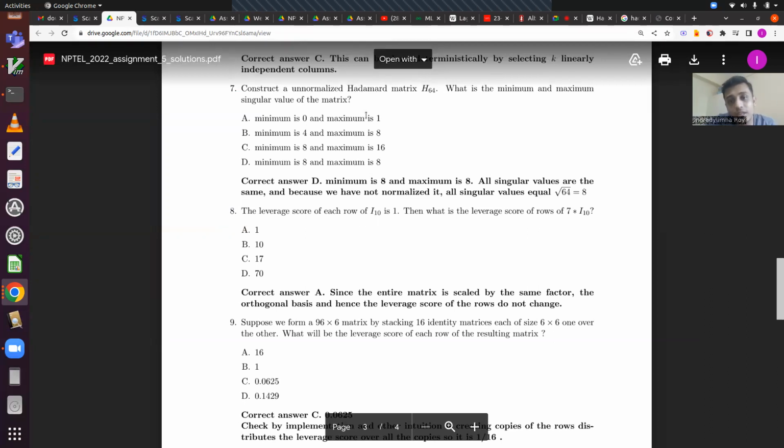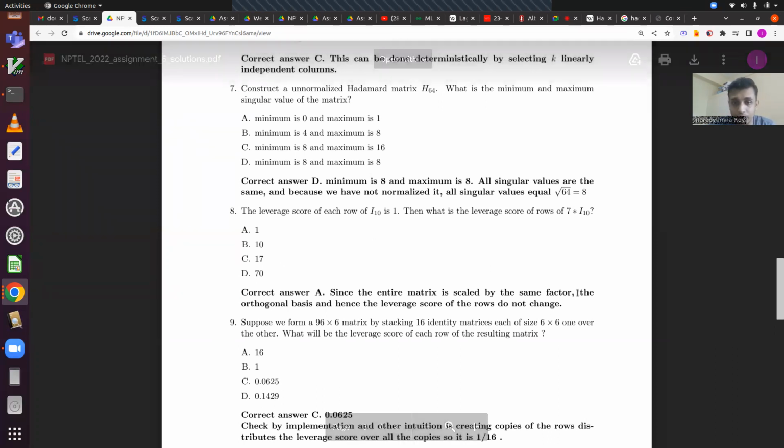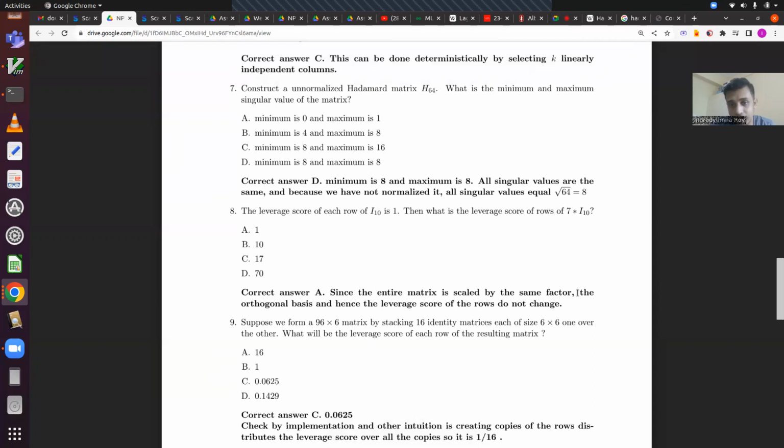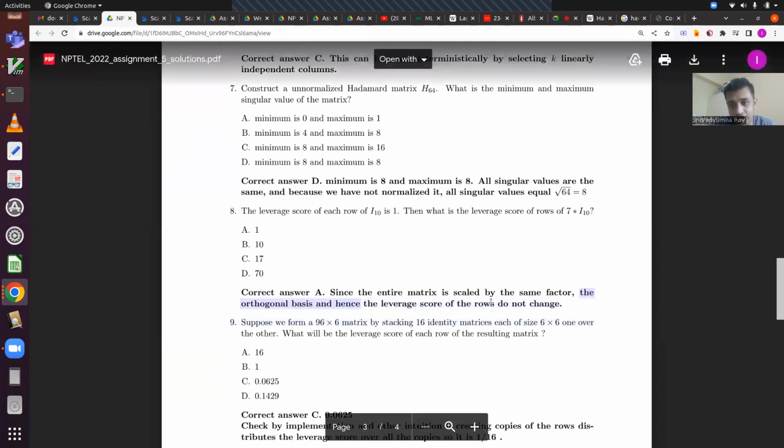Now the question is, are E1 to E10 a valid basis for 7 times I10? It's valid, because you can use E1 to E10 to express 7 I10: 7 times E1 plus 7 times E2 plus all that. So the orthonormal basis is unchanged. This we have established. The orthonormal basis does not change.